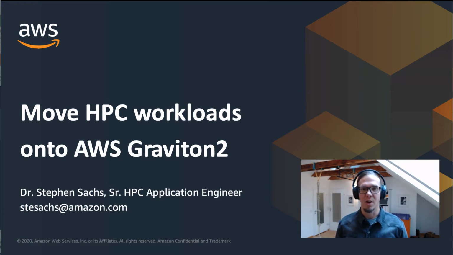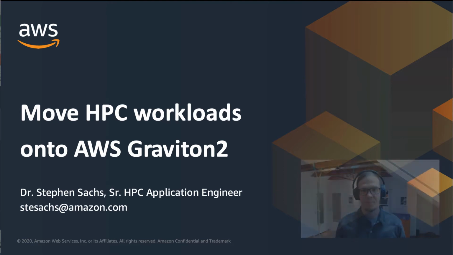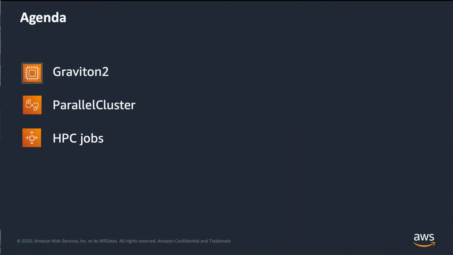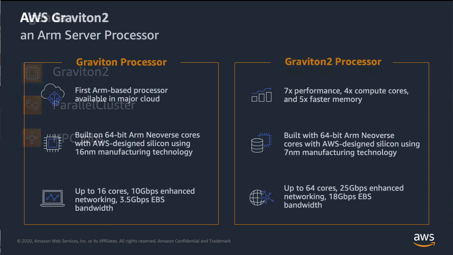And today I want to talk to you about our new ARM-based Graviton2 instances and how you can use those for your HPC workloads. So in this talk, I basically want to answer three questions. What is Graviton2? What is ParallelCluster and how can I use that for HPC jobs? And how do I run my HPC jobs on a cluster in the cloud? So let's get right into the first question.